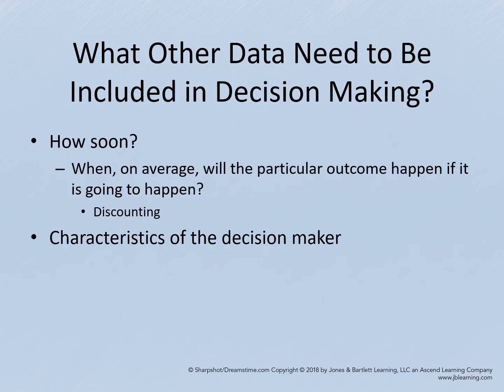Now we will look at what other data needs to be included in decision making. So the first question is how soon? When on average will the particular outcome happen, if it is going to happen? Because we are doing intervention number 1, when is this particular outcome going to happen, or when is this cure going to happen?